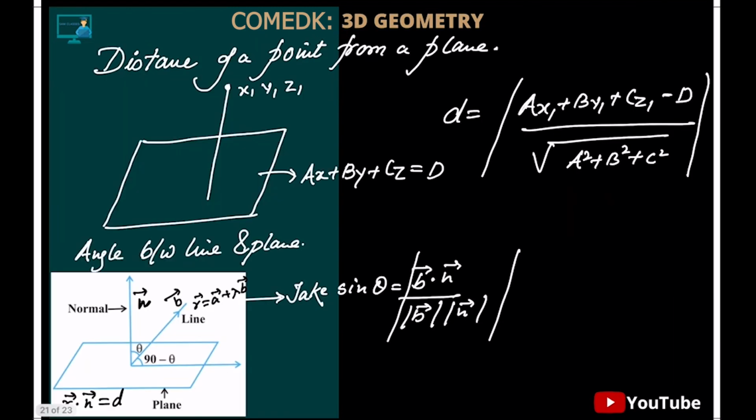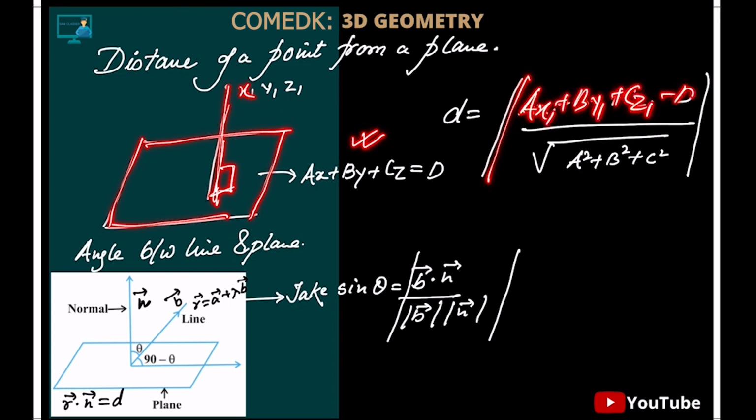Now, distance of a point from a plane. This formula you can also use; we use it a lot. One point is given and you have to find the distance to the plane. So directly you can use this formula: ax1 plus by1 plus cz1 minus d, divided by the square root of a square plus b square plus c square. That's it. So what is difficult in this?